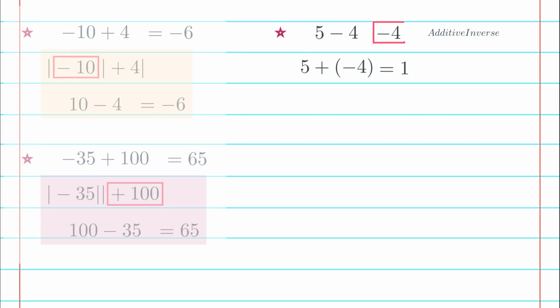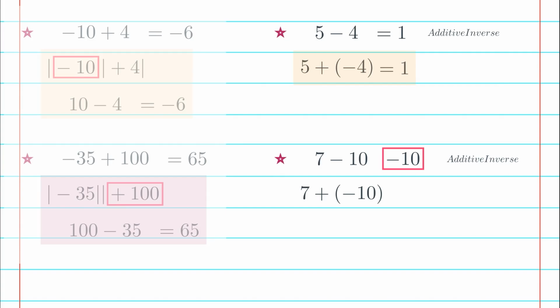Let's see one more example of subtraction. Here we have 7 minus 10. Again, we change this to an addition problem by using the additive inverse or opposite. So the opposite of 10 would be negative 10. So we can write this problem as 7 plus negative 10. After adding using the rules of addition, we get negative 3 as the answer. Note that we keep the sign of the number with the greater absolute value. So I hope it starts to make sense now.